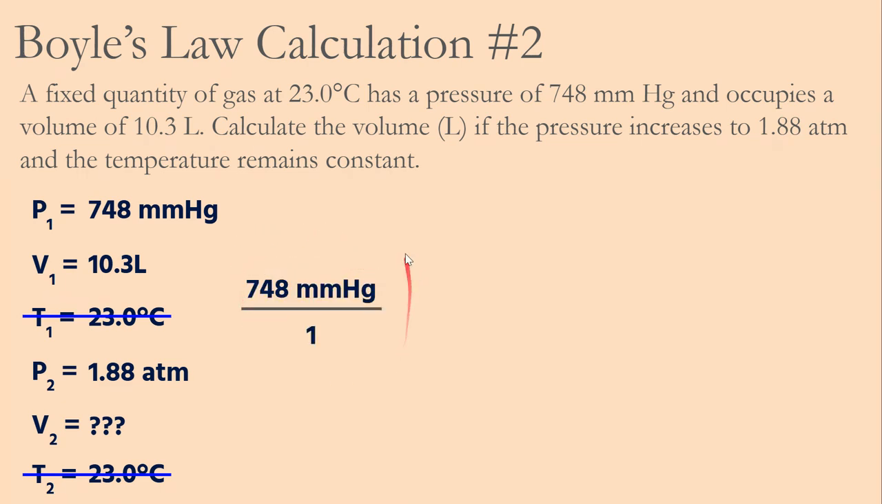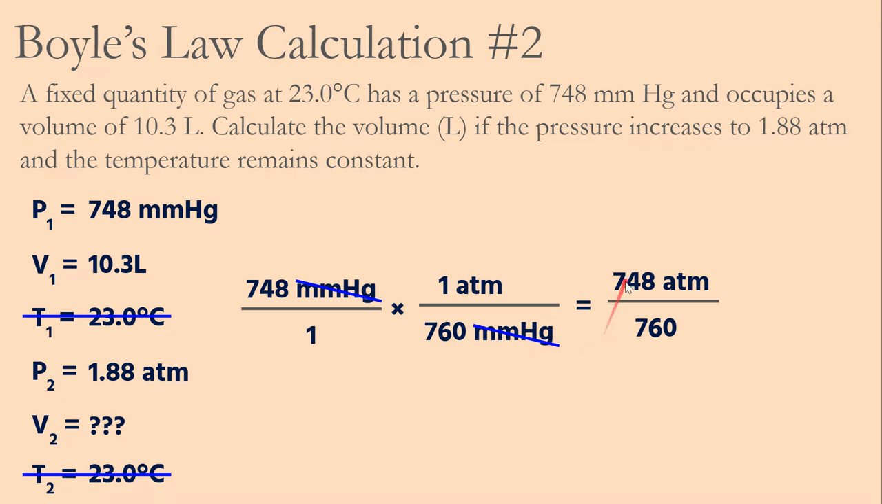Start with the pressure you're given over 1. Multiply by your conversion factor. 1 atmosphere is equal to 760 millimeters of mercury. The units of millimeters of mercury will cancel, and we'll be left with 748 over 760 ATM, or 0.98 atmospheres of pressure. Now let's do the problem itself.